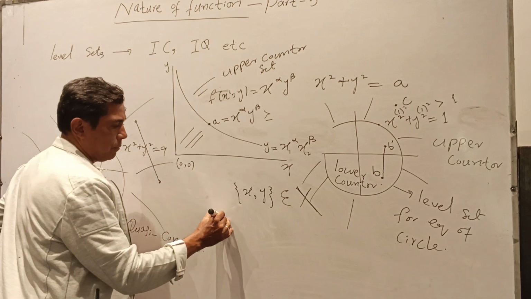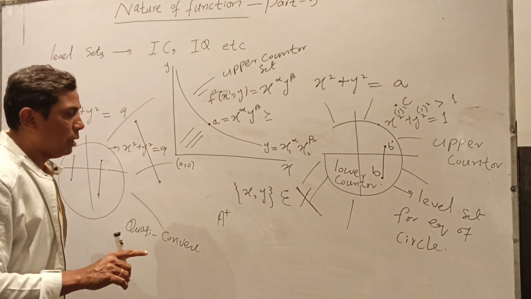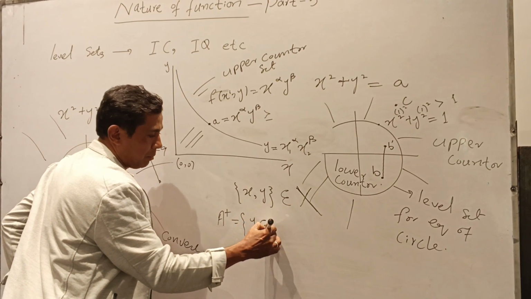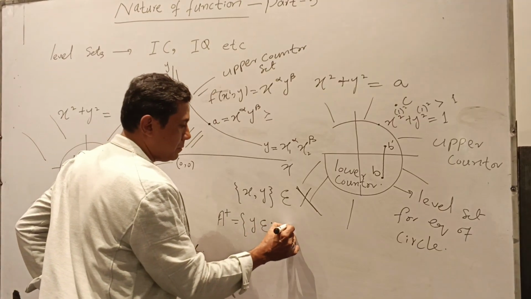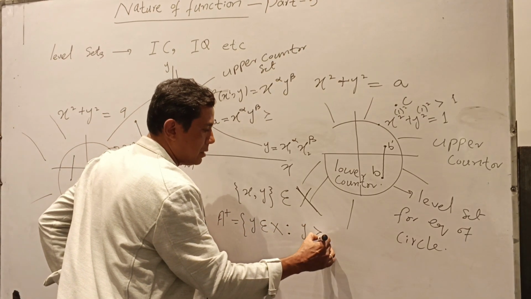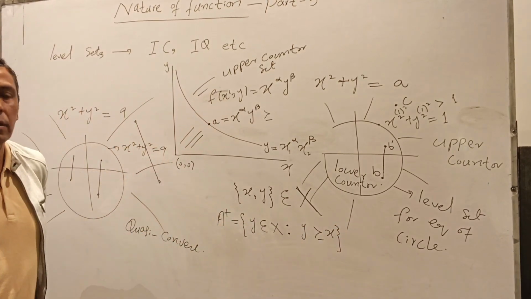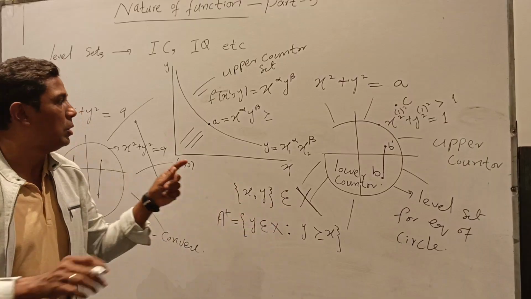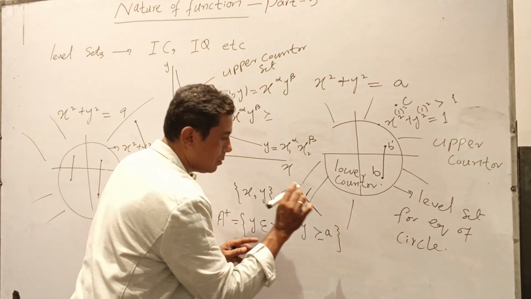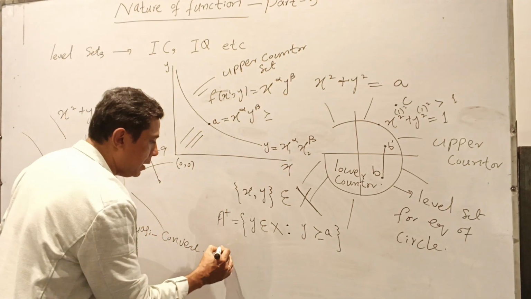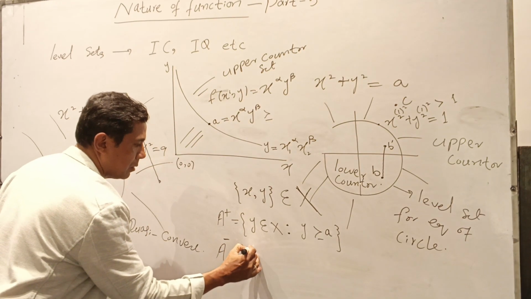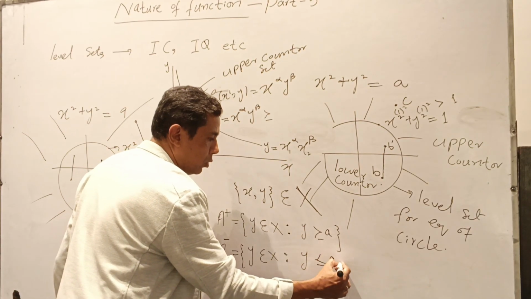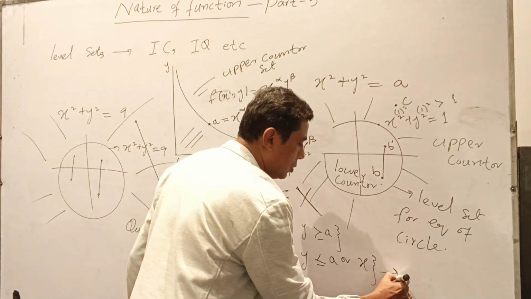If I write it like this, let's say the upper contour is represented in mathematics by a positive sign. So if I write y belongs to X such that y is at least greater than x, any value of y that comes out greater than x, it is called the upper contour. Here I can also write a, for explanation. Clear? And similarly, if I write y belongs to X such that y is less than or equal to a or x, it is the lower contour.